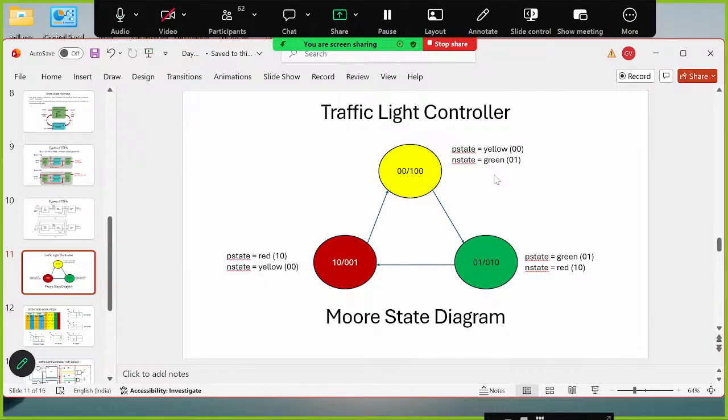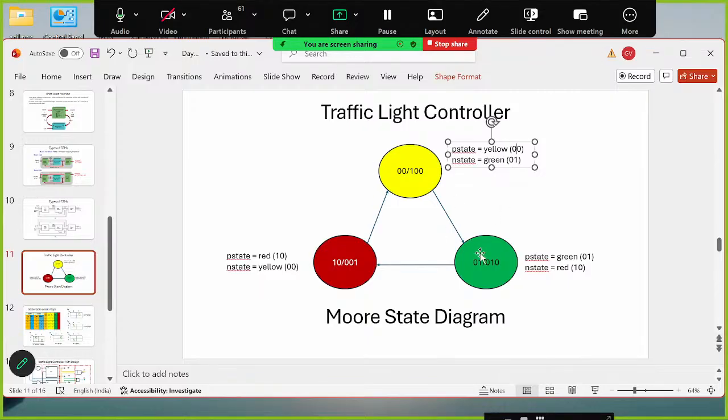There is a switch, and I press on that and the traffic light starts. So where should it start? It should start from yellow. Okay, so let's say it starts from yellow, and presently the present state is yellow, meaning it is having the 0, 0 state.